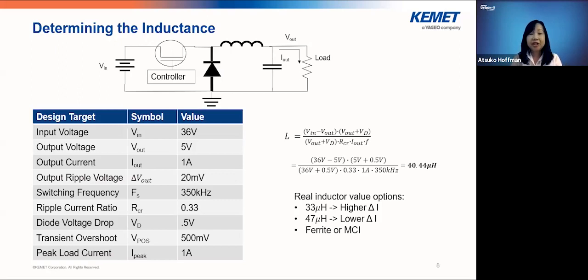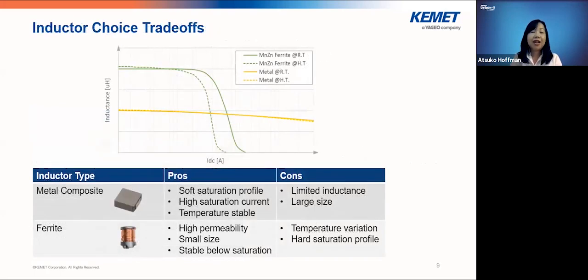And of course, there are some choices for designers: you can use a ferrite inductor or a metal composite inductor. There is no such thing as one inductor fits all, unfortunately. Here we have a metal composite inductor and a ferrite inductor listed out. Sometimes the application itself may determine which inductor is suitable, but we go through each one's pros and cons in this slide. As you can see, there's a graph on the top.